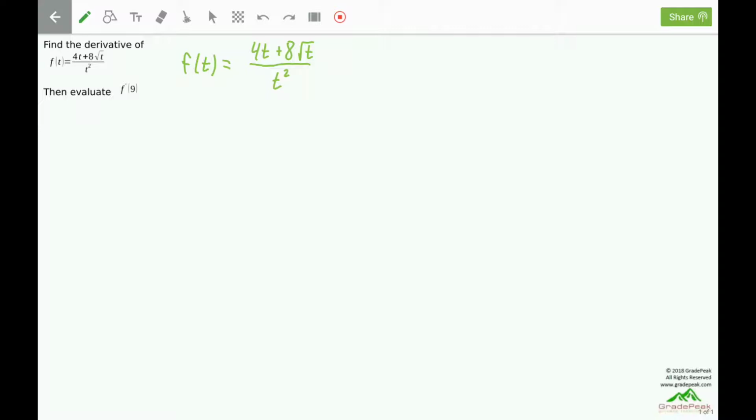Because I have a quotient, one option is the quotient rule. Another option, because we have a single term in the denominator, it's not added or subtracted with any other terms, is to take the quotient directly and avoid having to use the quotient rule. And so we're going to do that. We can rewrite each of these terms over that common denominator of t squared.